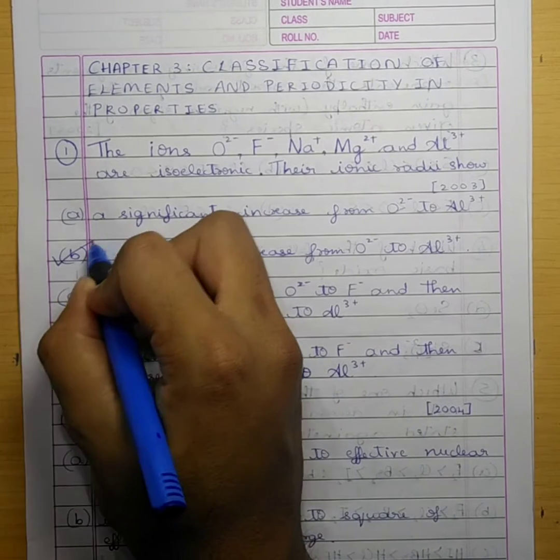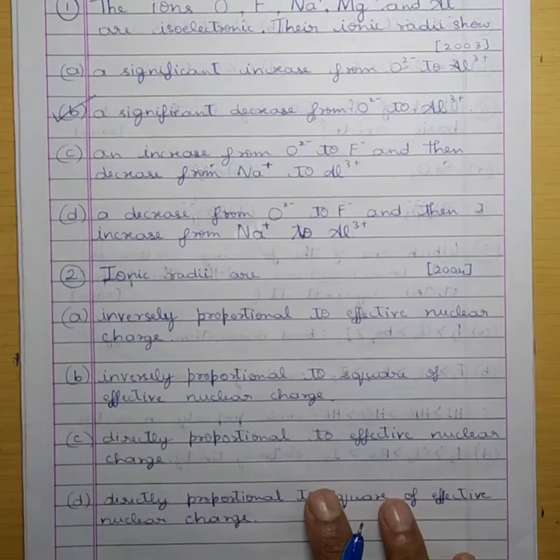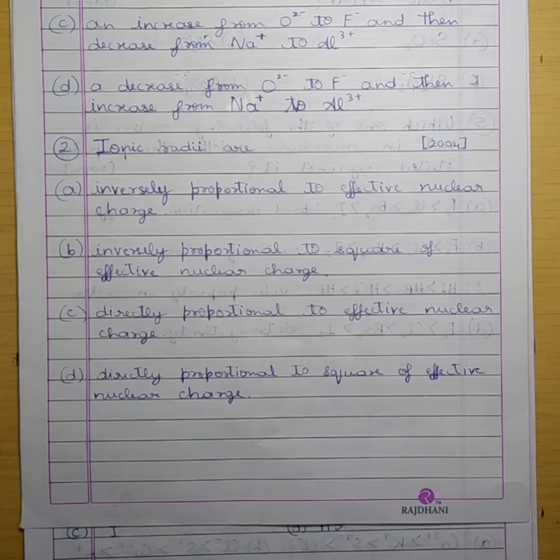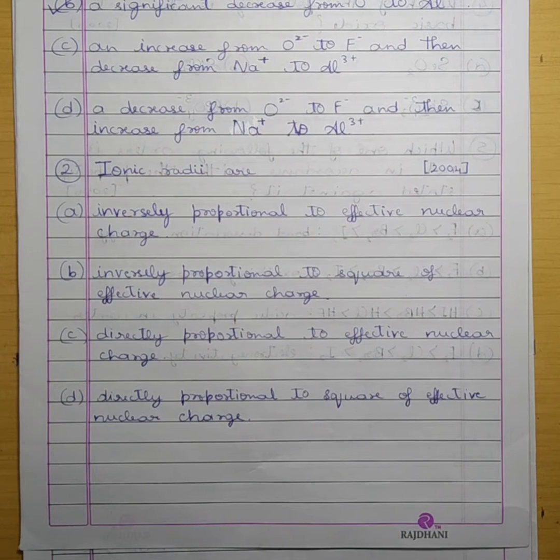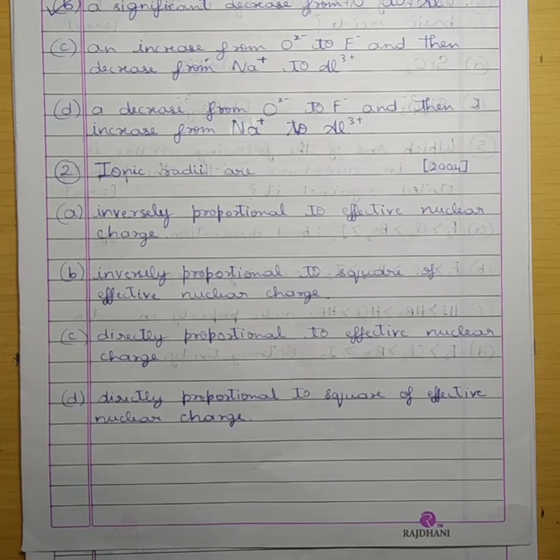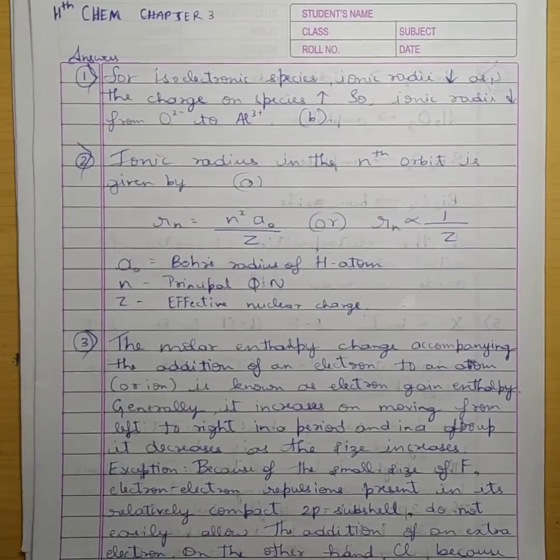Option B. Question 2. Ionic radii are A, inversely proportional to effective nuclear charge. B, inversely proportional to square of effective nuclear charge. C, directly proportional to effective nuclear charge. Or D, directly proportional to square of effective nuclear charge.